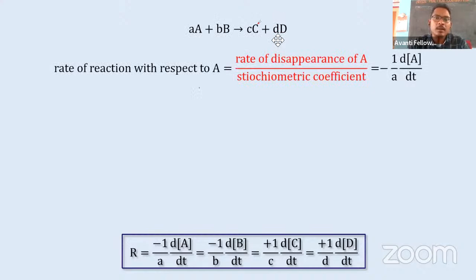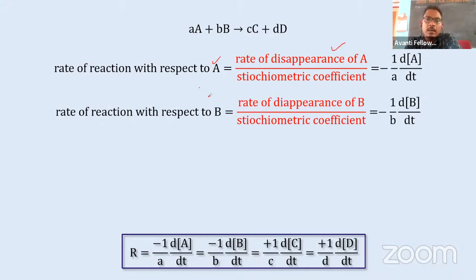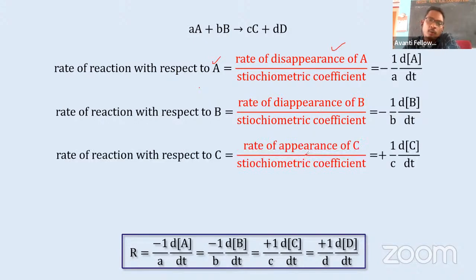For example, this is our reaction, some kind of reaction in which we are taking a moles of A and b moles of B, which give us c moles of C and d moles of D. So for this one, how to write the rate of this reaction? The rate of reaction with respect to A is the rate of disappearance of A divided by the coefficient of A, with a minus sign. Why minus? Because this is our reactant, its value is decreasing. And with respect to B, we can write the rate of change of B divided by the coefficient of B. Likewise, we can write for C and for D.